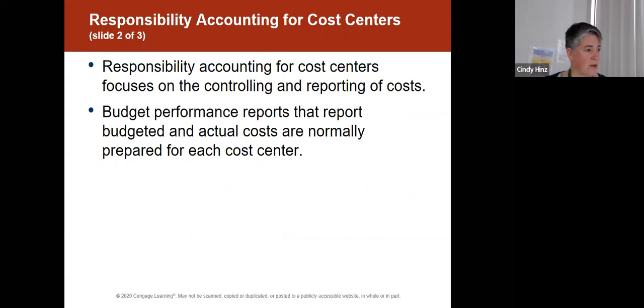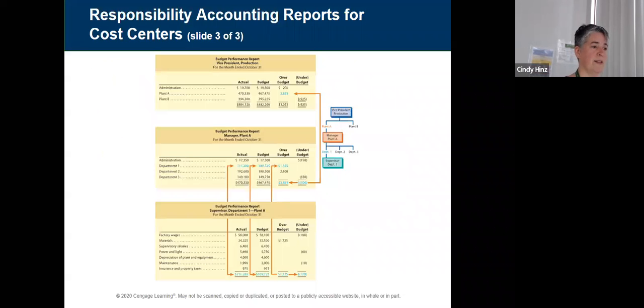Our first exercise, as I said, is going to be a performance report relating to the budget for the costs that come under the control of that cost center. This is a tiny little visual. I don't know how well you can see this. It is in your textbook if you wanted to see it larger.